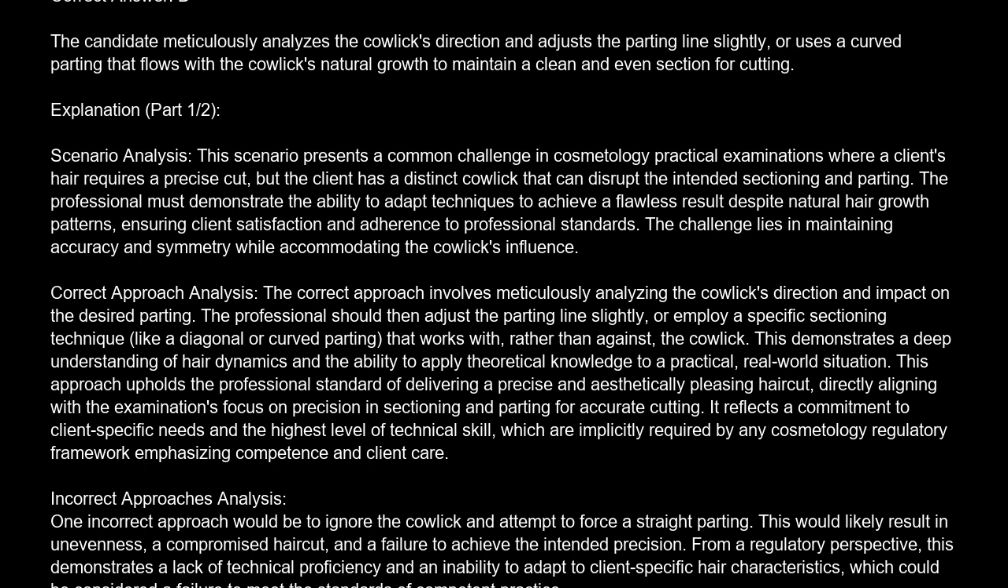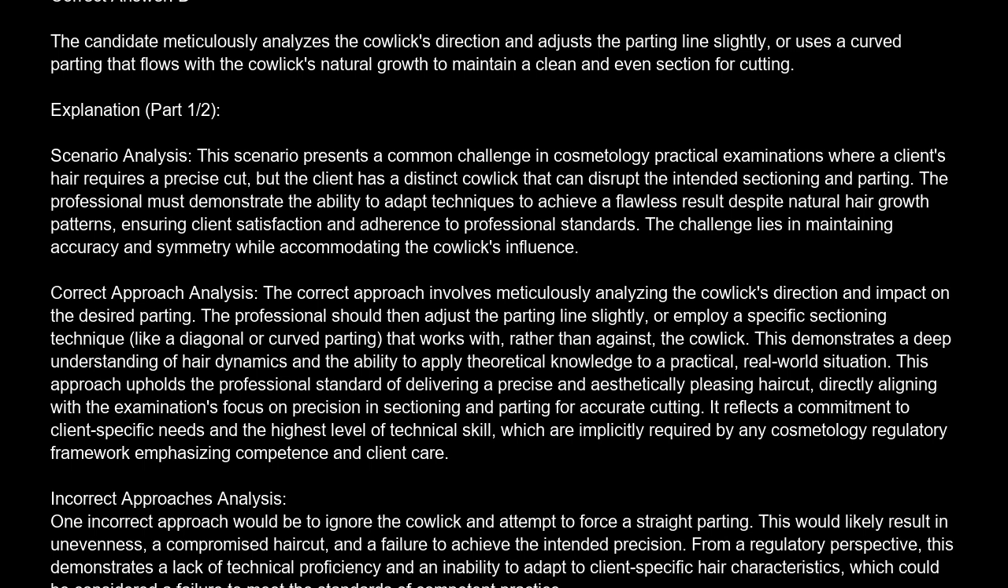Correct approach analysis. The correct approach involves meticulously analyzing the cowlick's direction and impact on the desired parting. The professional should then adjust the parting line slightly, or employ a specific sectioning technique, like a diagonal or curved parting, that works with rather than against the cowlick. This demonstrates a deep understanding of hair dynamics and the ability to apply theoretical knowledge to a practical, real-world situation.